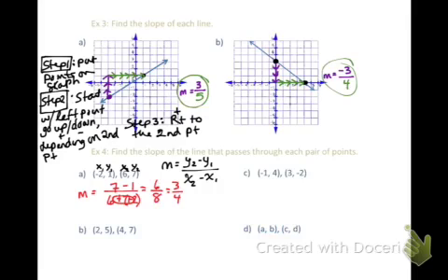Let's try it one more time with B. So M equals, subtract the top, the y's first. So this is x1, y1, x2, y2. So it's going to be 7 minus 5 over 4 minus 2. 7 minus 5 is 2. 4 minus 2 is 2. So 2 over 2 is 1.